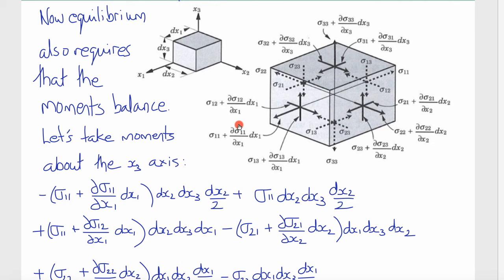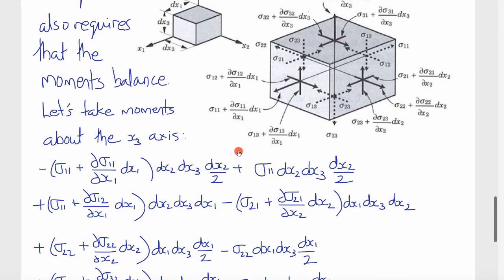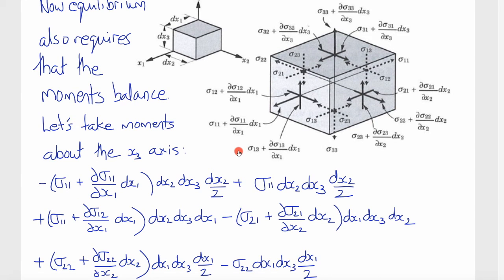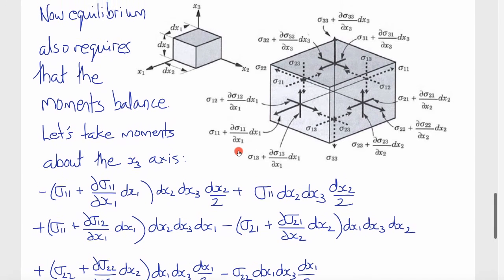Now, equilibrium also requires that the moments balance. So in the same way, we can take moments about three axes and derive three moment balance equations. If, for example, we start by taking moments about the x3 axis, then we can ignore any forces that act through that origin and calculate the contribution of the remaining tractions to moments about x3.